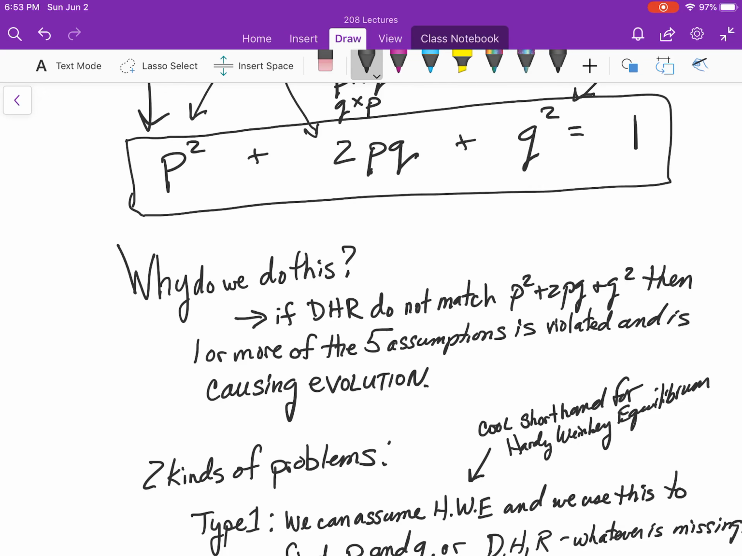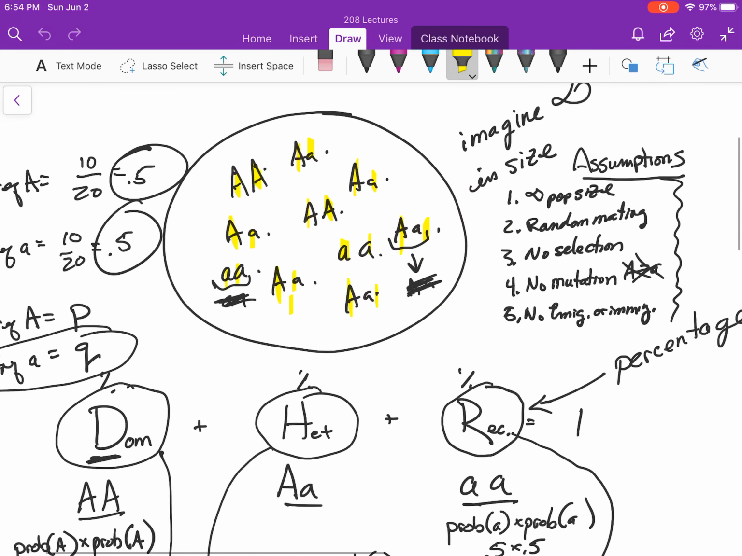Questions like that. But other reasons we do that is that we go in here, and I got my yellow highlighter out, is that if the proportions of dominant, heterozygote, and recessive homozygous do not match the Hardy-Weinberg proportions, then one or more of the 5 assumptions has been violated and is causing evolution. Let's go back to those 5 assumptions.